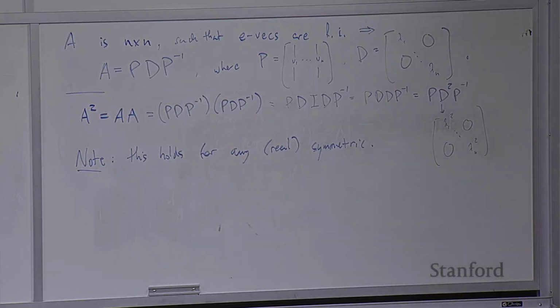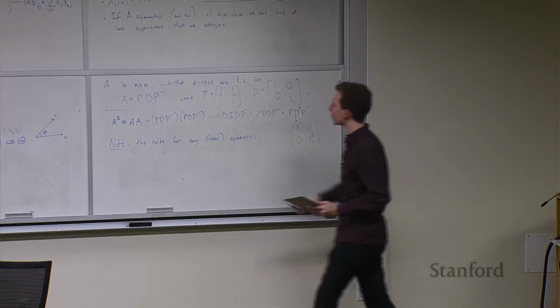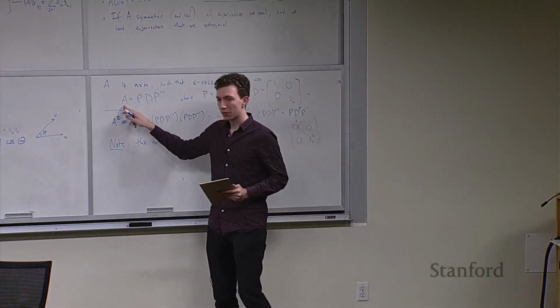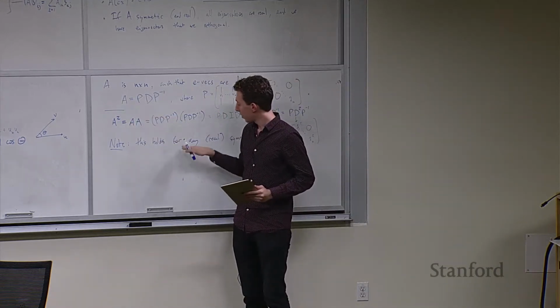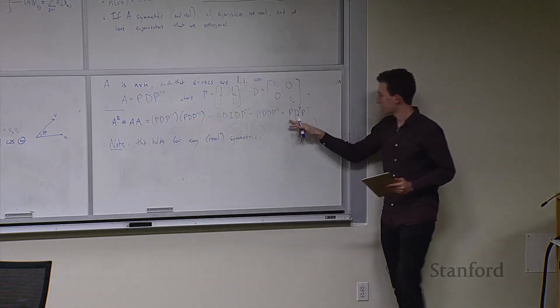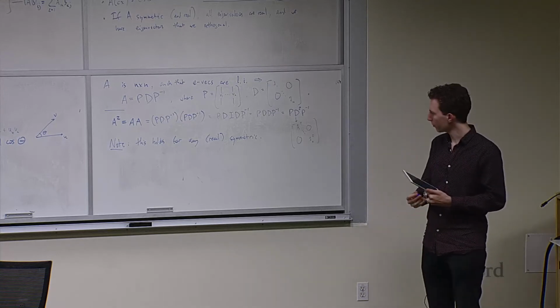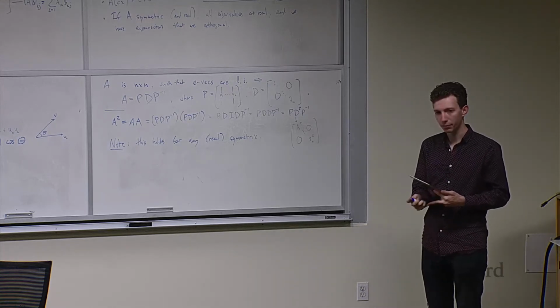Why would this be useful for us in class? Well, think about, for example, the case that A is an adjacency matrix. An adjacency matrix for an undirected graph is going to be symmetric, right? If there's an edge from U to V, there's an edge from V to U. And so it might happen that you want to do some math on an adjacency matrix, and you know that because it's symmetric, you can write it like this. And so taking powers of it is actually going to be very easy. OK. Any questions about that?